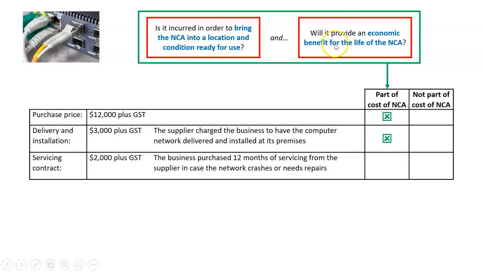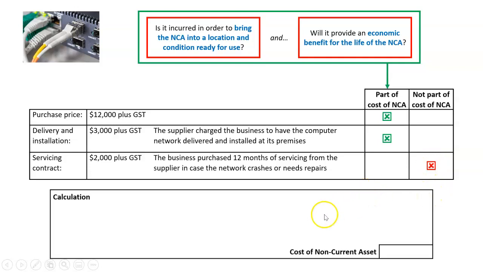However, that is not going to last for the life of the non-current asset. This is only for 12 months. This computer network is going to last a lot longer than that, so we're probably going to have to pay this every year. So that servicing contract is not going to last for the life of the computer network. We're going to have to say that it is not part of the cost of the non-current asset. So to answer that question, what's the cost of this non-current asset?